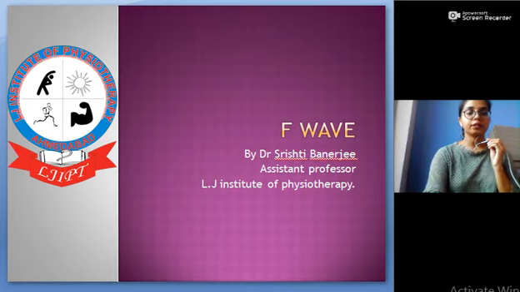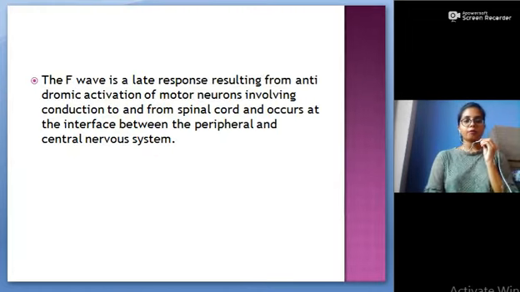F-wave is one of the late responses that we record for diagnostic purposes of the peripheral nerves in nerve conduction velocity studies. F-wave results from antidromic activation of motor neurons, involving the conduction to and fro from the spinal cord, occurring at the interface between the peripheral and central nervous system.